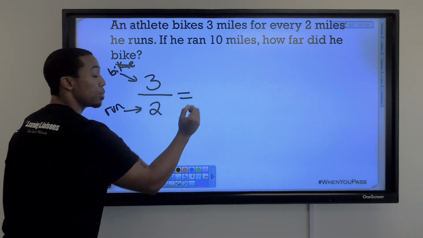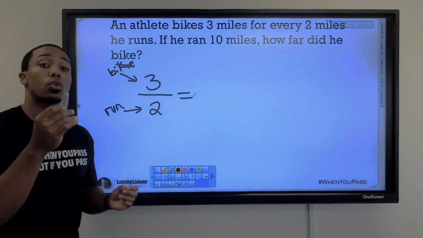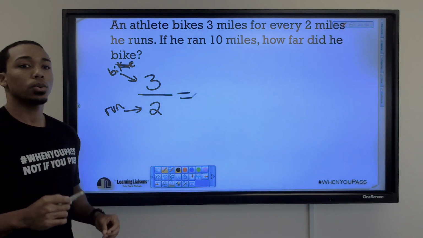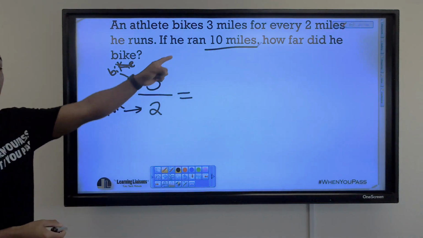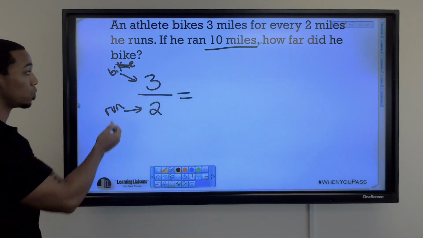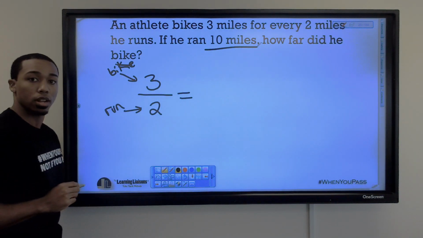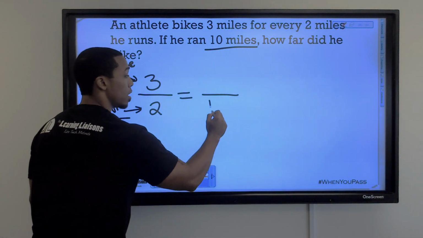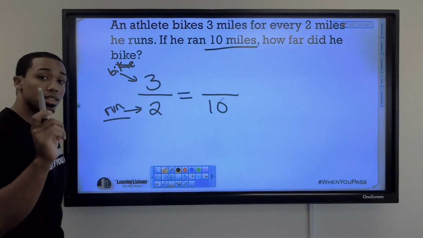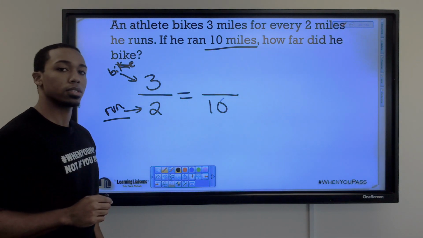Alright, and we need to go ahead and equate it to an equivalent ratio, guys. So it says here, if he ran 10 miles, be careful, ran 10 miles. Which one, the numerator or denominator, represents running? Our denominator. 10 belongs there. That's the important part about setting up proportions.